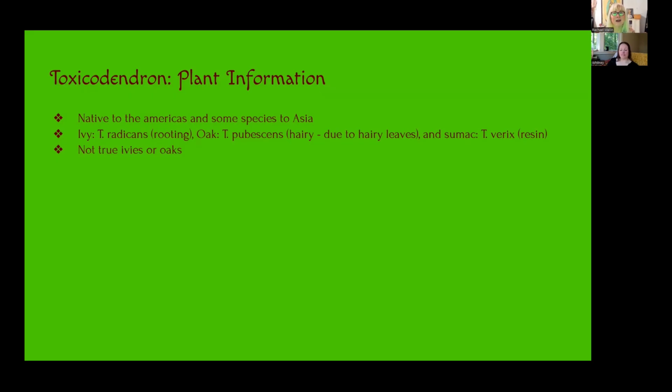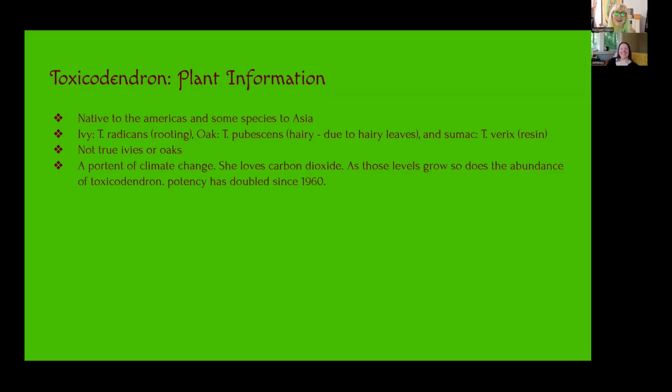So guess what? These are not true ivies, nor are they oaks. This is not ivy or oak. It's Toxicodendron. It's totally not that. So this is a whole other thing too.